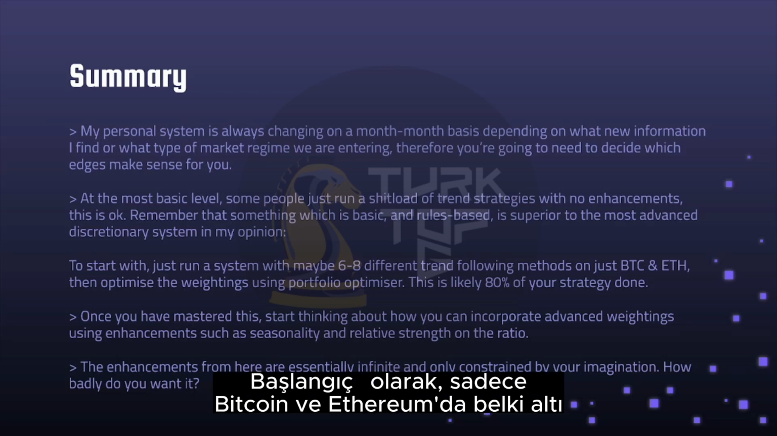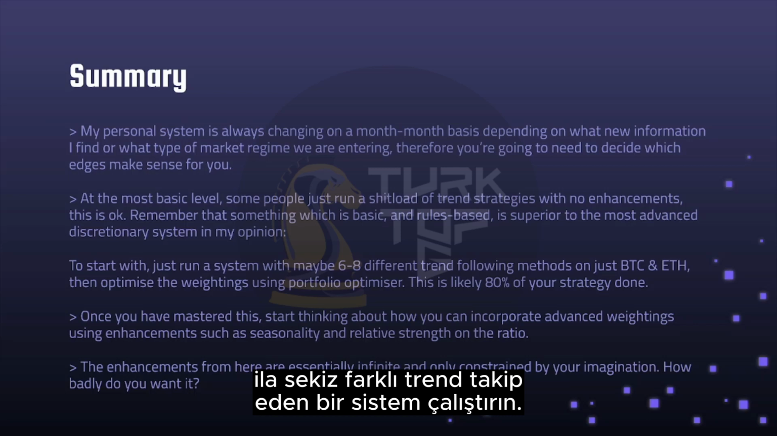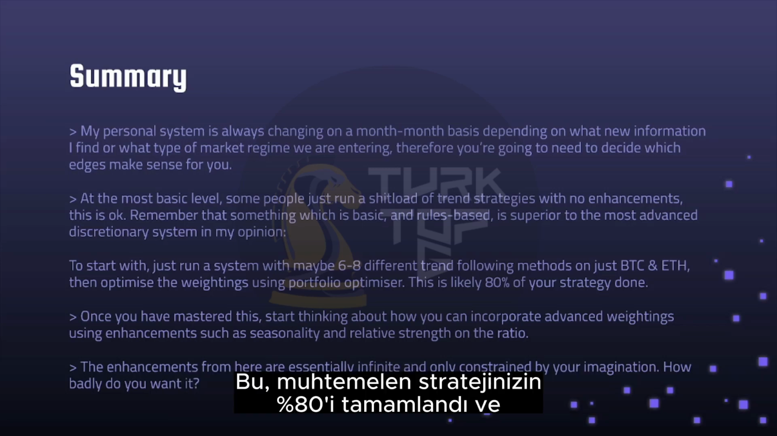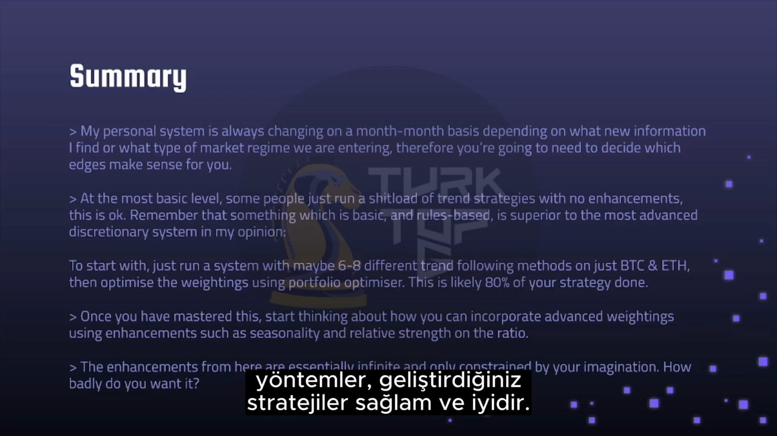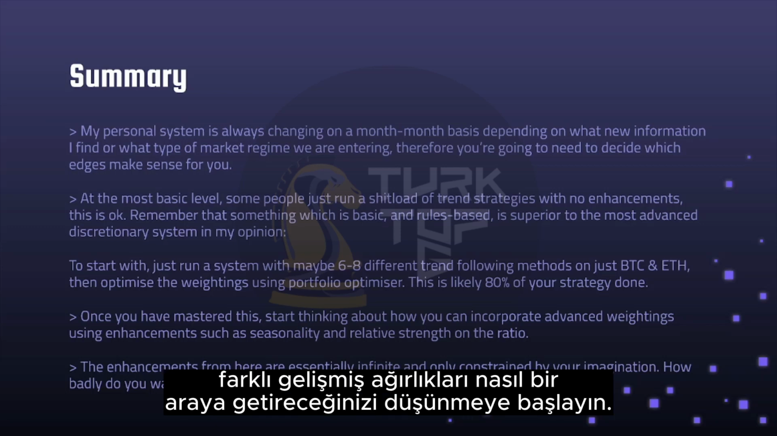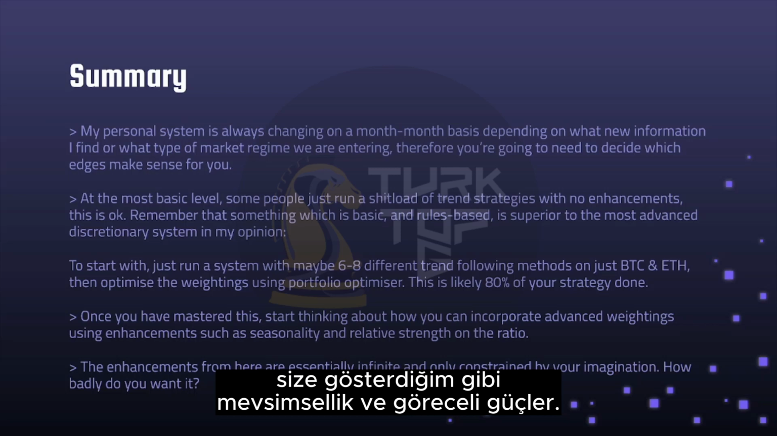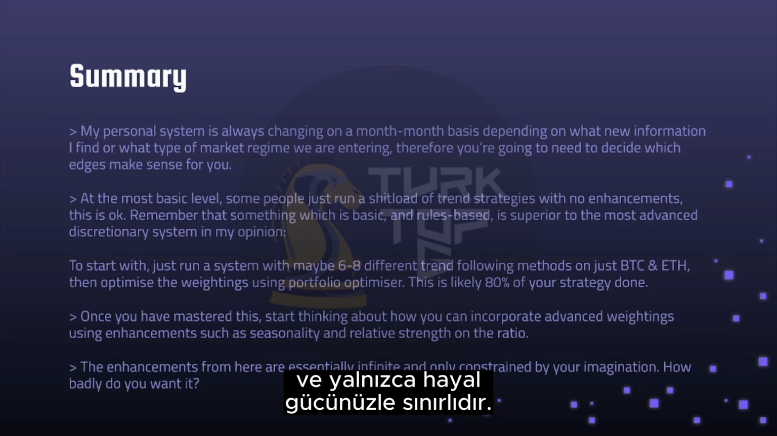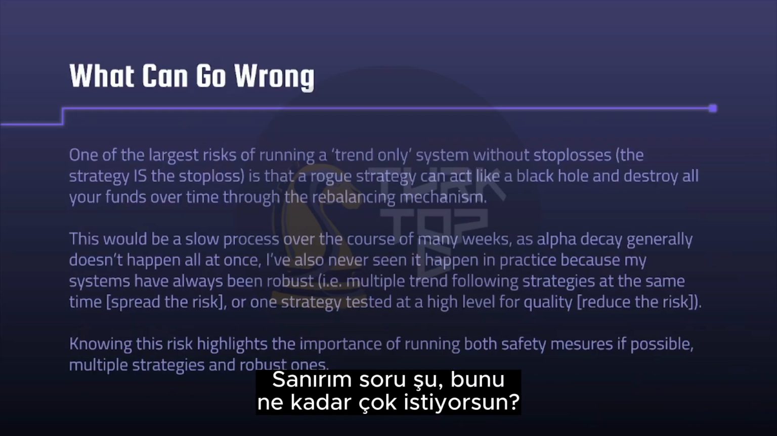So to start with, just run a system with maybe 6 to 8 different trend following methods on just Bitcoin and Ethereum. Then optimize the weightings using the portfolio optimizer. This is likely 80% of your strategy done and dusted, provided that your trend following methods, that the strategies that you've developed, are robust and that they're good, and you believe that you've taken them as far as you can possibly take them. Once you've mastered this, start thinking about how you incorporate different advanced weightings using enhancements such as seasonality and relative strengths on the ratio like I showed you. The enhancements from here are essentially infinite and are only constrained by your imagination. I guess the question is, how badly do you want it?